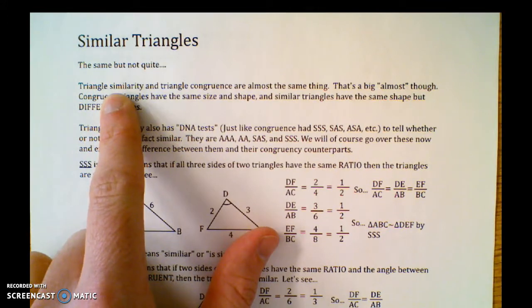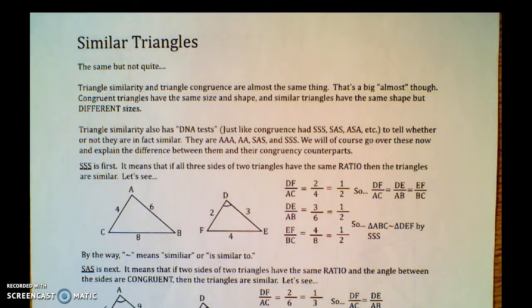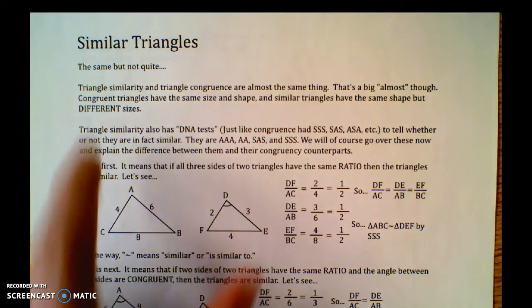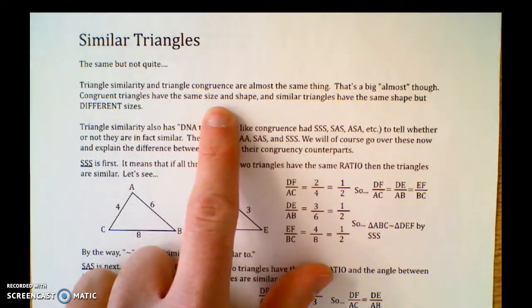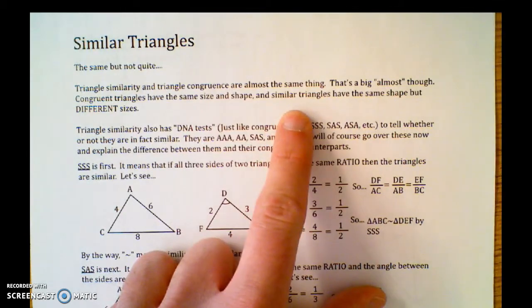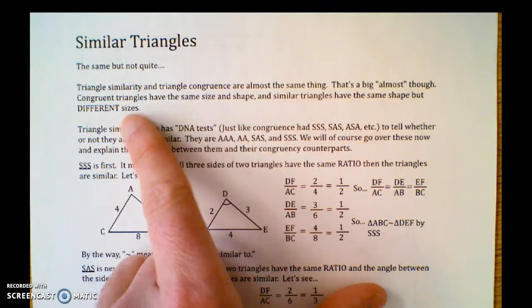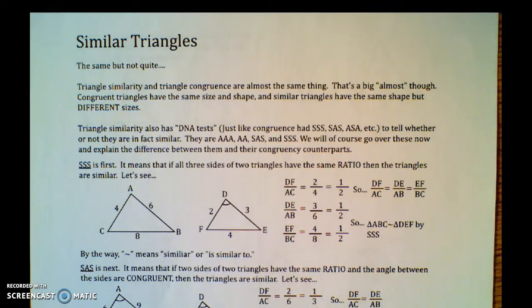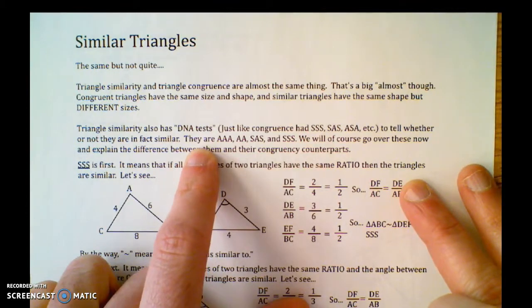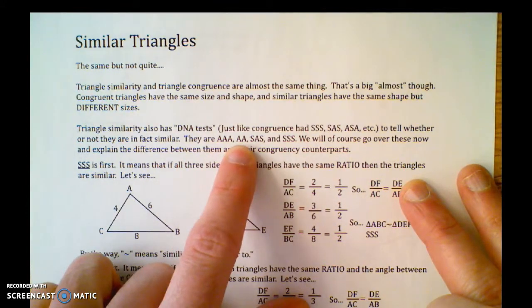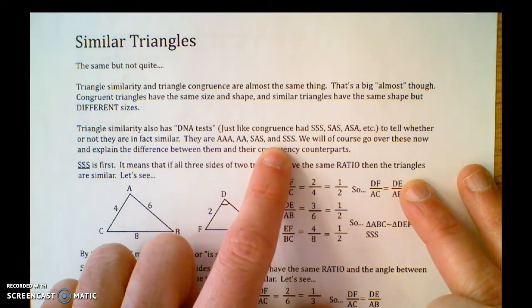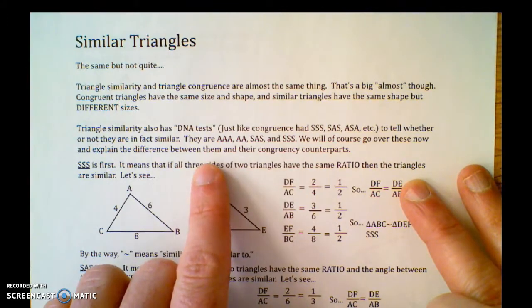Triangle similarity and triangle congruence are almost the same thing. That's a big almost though. Congruent triangles have the same size and shape. And similar triangles have the same shape, but they have different sizes. So triangle similarity also has DNA tests, just like congruence had SSS, SAS, ASA, and etc., to tell whether or not they are in fact similar. For similarity, they are AAA, AA, SAS, and SSS. We will of course go over these now and explain the difference between them and their congruency counterparts.